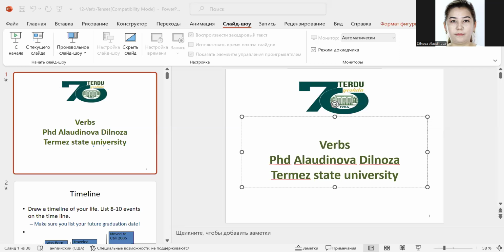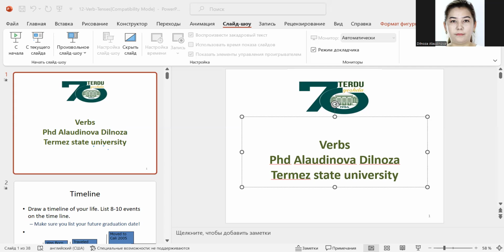The timeline, for example. Draw a timeline of your life. List 8 or 10 events on the timeline. Make sure you list your future graduation date. When you were born, traveled to Europe, moved to California, graduated, started school, or got married.